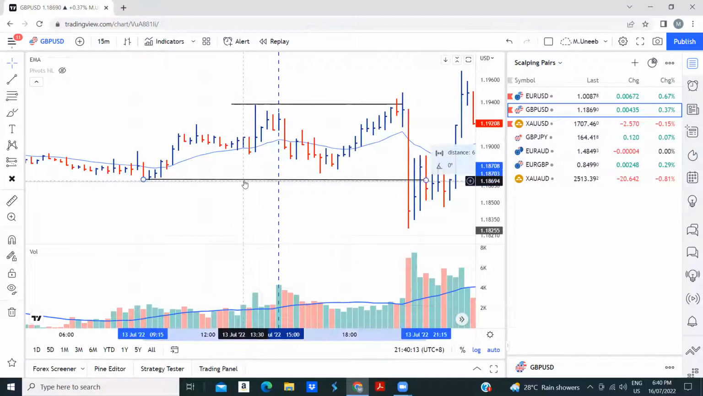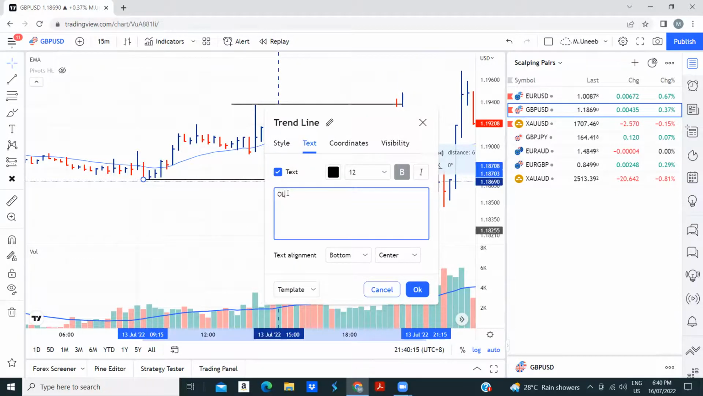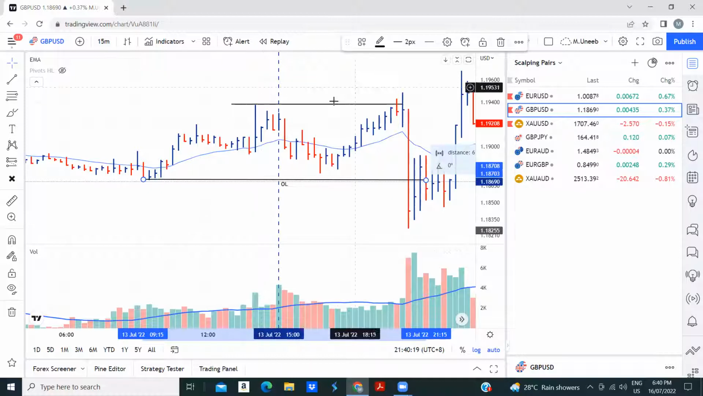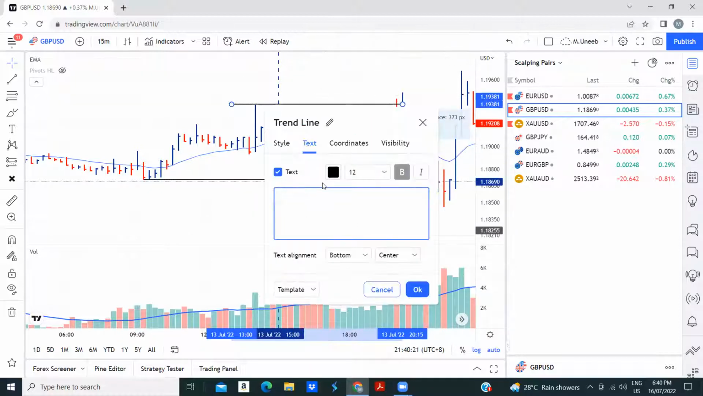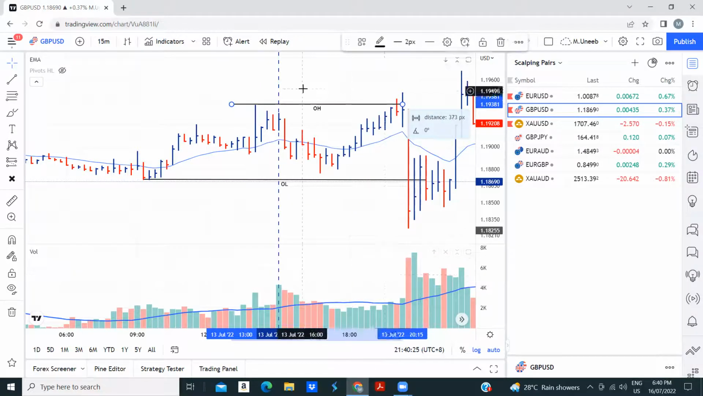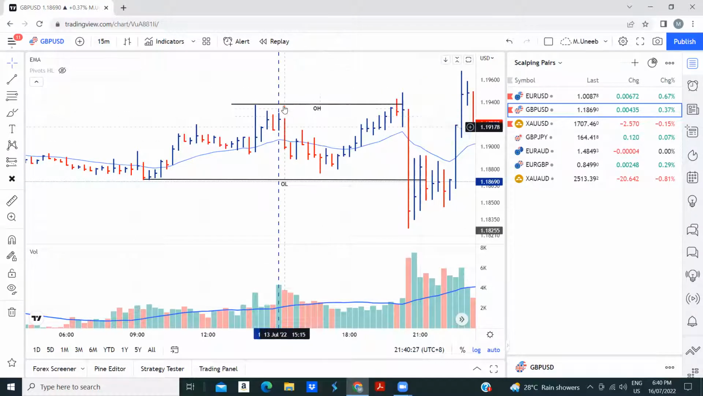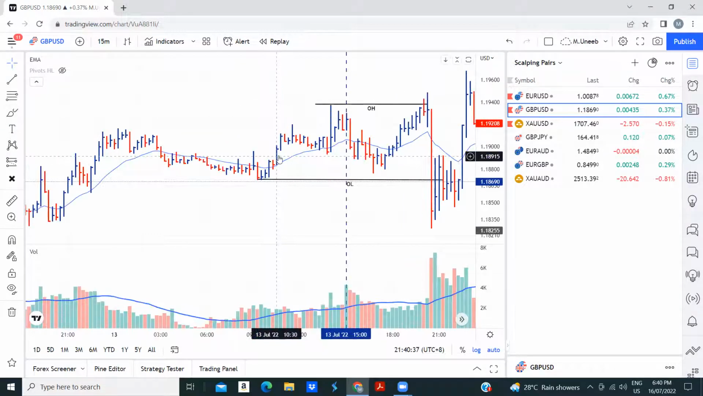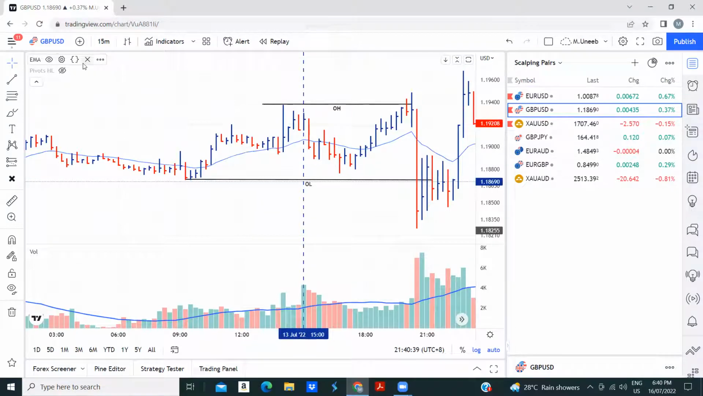overnight high, overnight low, and overnight high. Okay. The bias between overnight high and overnight low is bullish, right? It's bullish. And London opens right over here, right? And the bias near. Now between high and low, we can further do it, right?